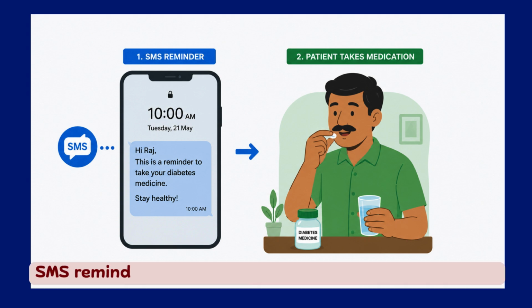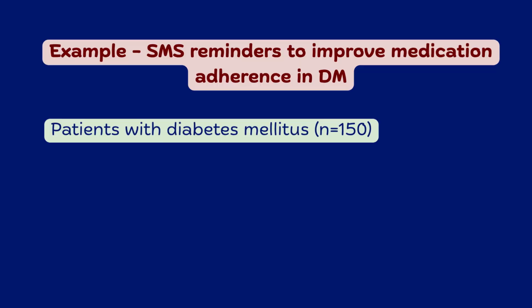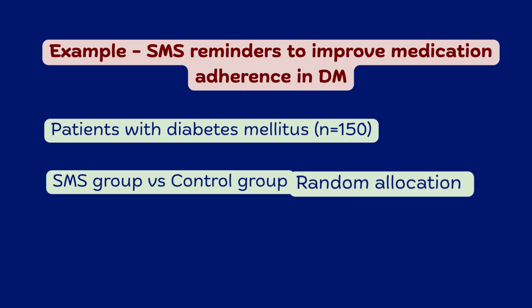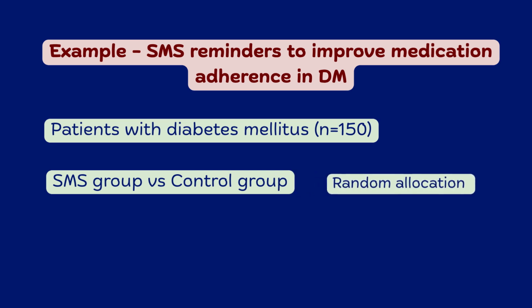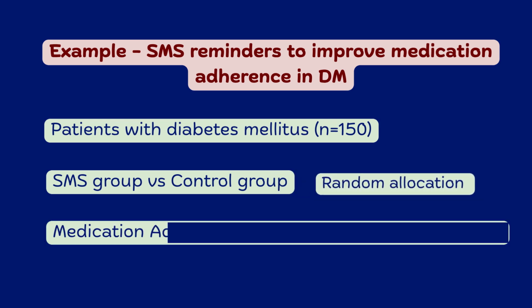Consider a study in which a group of researchers wanted to evaluate the effectiveness of SMS reminders in improving medication adherence in patients with diabetes mellitus. They recruited 150 patients with diabetes mellitus. After recruitment, the participants were randomly allocated to the SMS group or control group. Those in the SMS group received twice weekly SMS reminders regarding medication adherence, and those in the control group received treatment as usual. They followed up with the patients for 4 weeks.